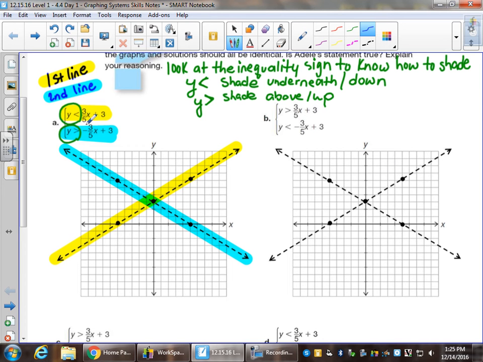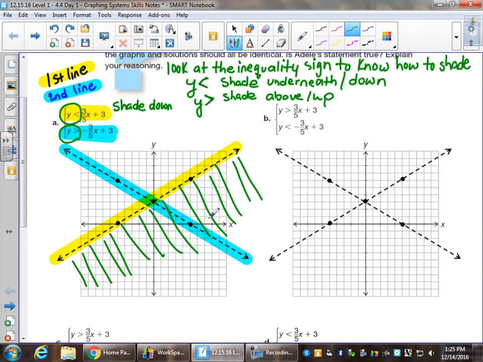So when we look at our first equation, it says y is less than 3/5 x plus 3. It's already graphed for me, so I'm really just paying attention to the inequality sign. So if it says less than, shade down. I'm going to use the word down. If you like to say underneath instead, do that. For this yellow line, this means shading down or shading underneath.